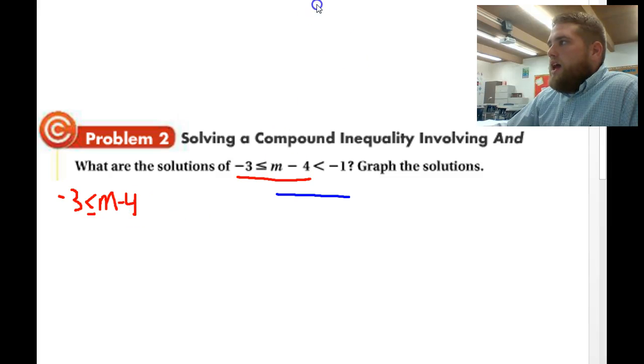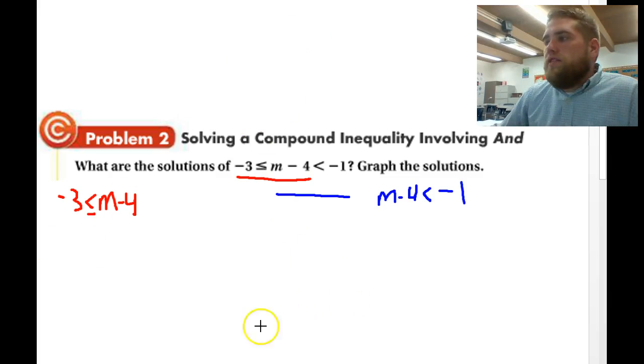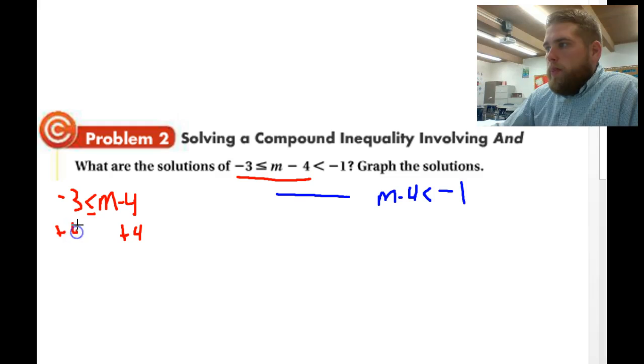Okay? And we have m minus 4 is less than -1. Okay, so you just solve these individually and then graph them together. The first thing I would do on this one would be add 4, right? And so we add 4. So I get 1 is less than or equal to m.